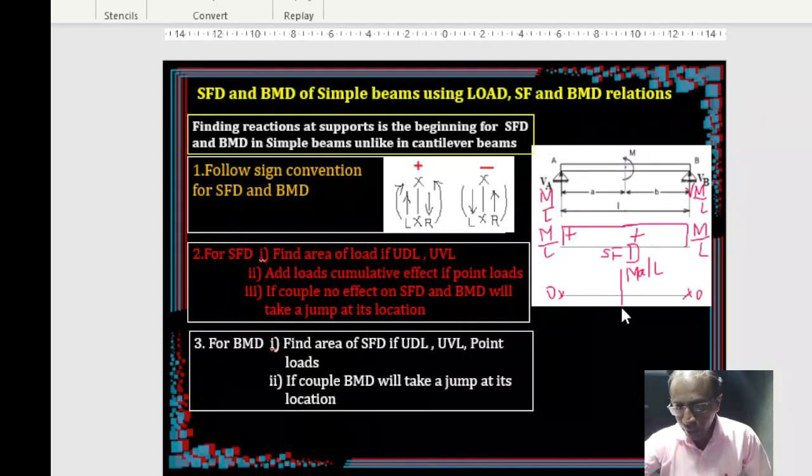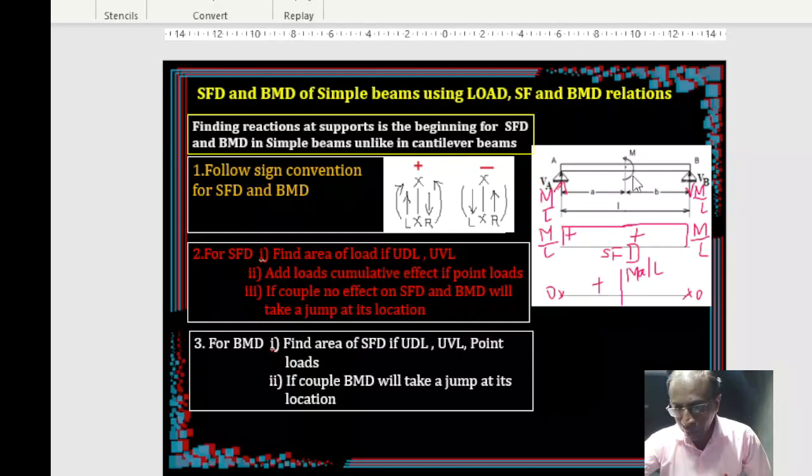So Ma by L, and why have you taken this positive? We have drawn it on the upside. Why positive? Because for the left of the section, clockwise moments are positive. M by L is an upward reaction causing a clockwise couple. Okay, that's why it is positive.